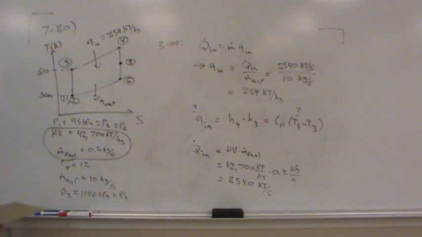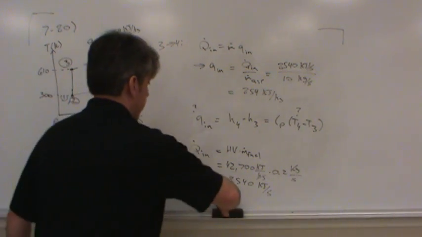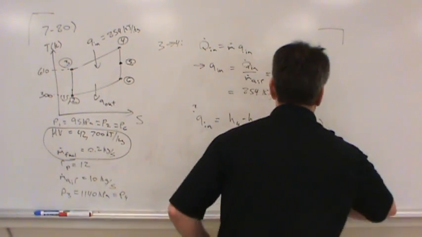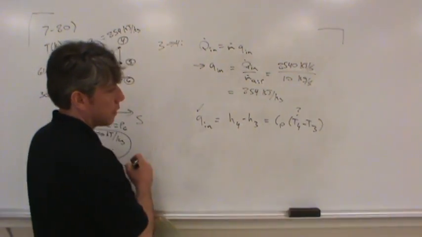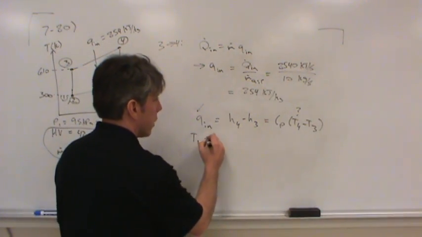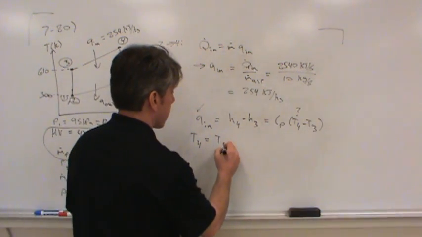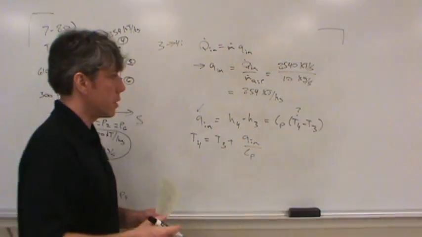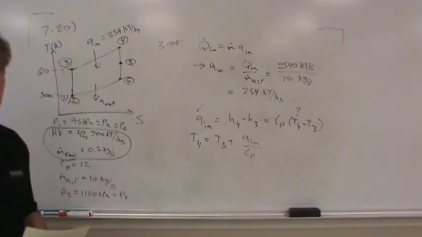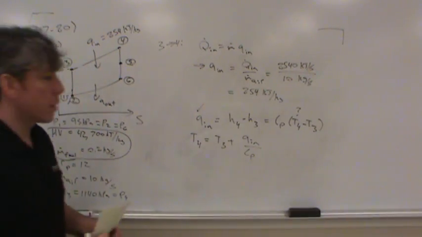Okay, so now we should be able to calculate T4. In fact, we used an energy balance, and we said, well, we don't know Qn, so we went and got it. So now let's just solve for T4. T4 would be equal to T3 plus Qn over Cp. I just rearranged this equation to solve for T4. That's all I did.